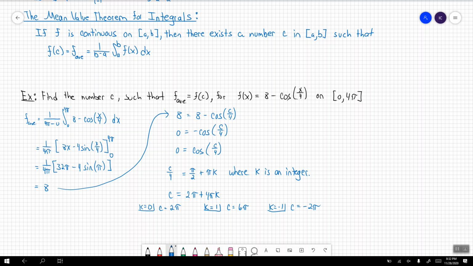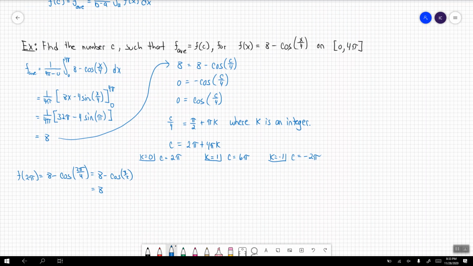So the question at hand was find the number c such that the function evaluated at that point will give us the function average. And just to double check, this function evaluated at c, so the function evaluated at 2 pi, will then get us 8 minus cosine of pi halves, and cosine at pi halves is 0, which gets us our average value. And therefore, the value that we found is c is equal to 2 pi.